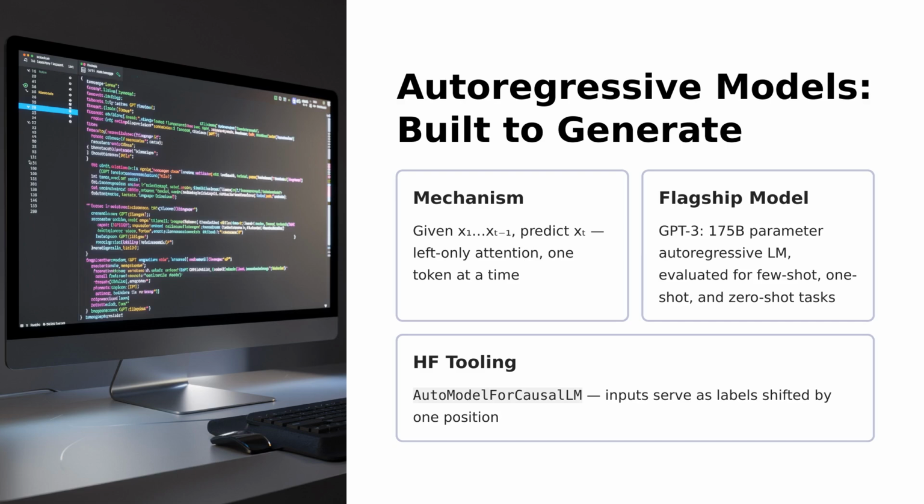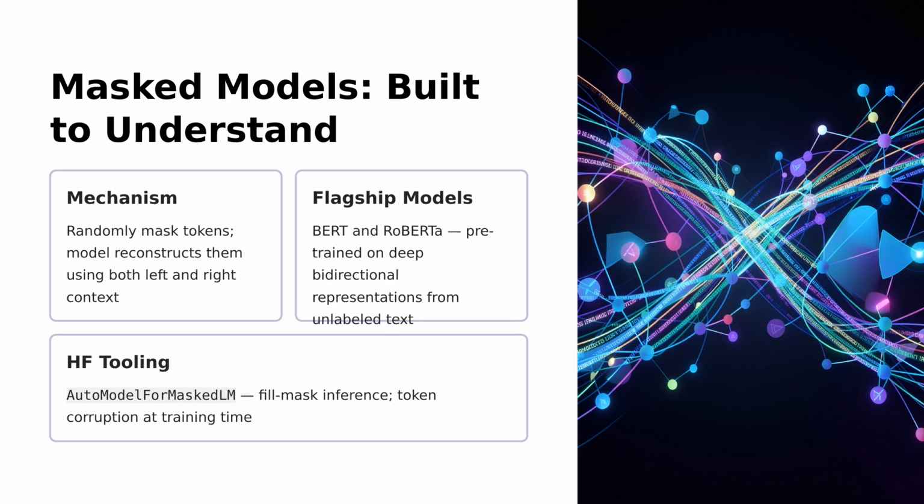Autoregressive models are designed for generation. They work by taking the previous tokens from x1 through xt-1 and predicting the next token, xt, using left-only attention and moving one step at a time. A flagship example is GPT-3, a 175 billion parameter language model evaluated in few-shot, one-shot, and zero-shot settings. In Hugging Face, this setup is handled with AutoModelForCausalLM, where inputs are shifted to serve as labels.